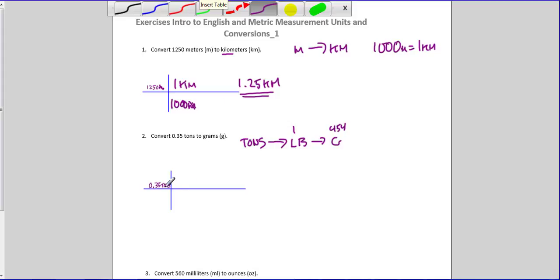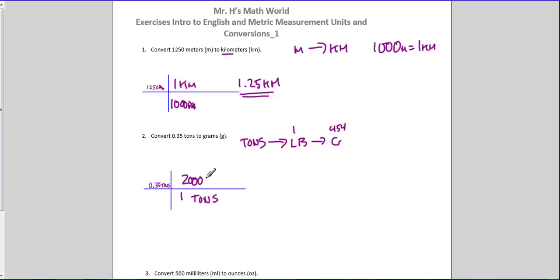First, this is 0.35 tons. To get rid of tons, at the top, I put tons at the bottom. And I know that 1 ton is 2,000 pounds. So now I'm done with tons. So tons cancel out. Now I have pounds, but I want grams. But I know that for every 1 pound, that's 454 grams. So pounds cancel. Now I'm ready to use my calculator. So I take 0.35 times 2,000 times 454.